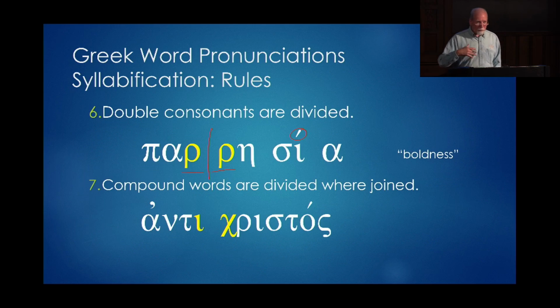When Paul spoke before Festus or before King Agrippa, he said, I can speak with boldness. Somebody, I don't remember who it was, he was speaking to somebody, he said, I can speak with boldness. And this was the word paresia. And so compound words are divided where joined. Here we have Antichrist, Anti-Christos. When you have two words put together, you break them apart as for the syllables.